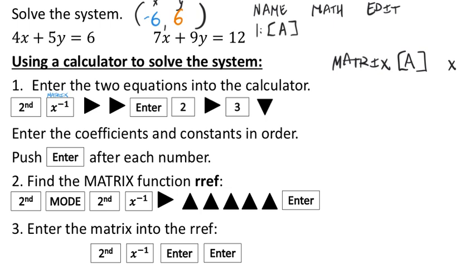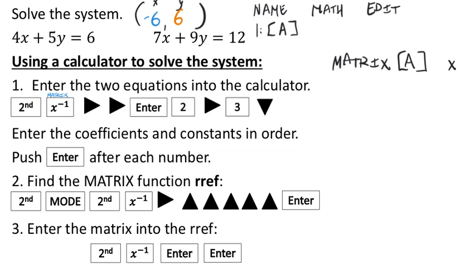Right now, when I do that at the very top, it's going to say something like matrix A. So after pushing enter, I now see this at the top, and it's blinking right here because it wants to know the size of the matrix. So for the size of the matrix, the first number I'm going to tell the calculator is how many equations I have, and that's 2. That's why we're going to push 2 right there. And when I enter that in, it will now show 2.